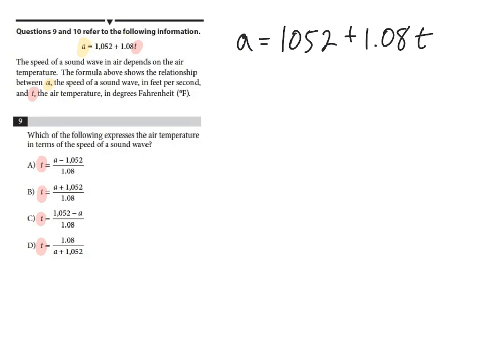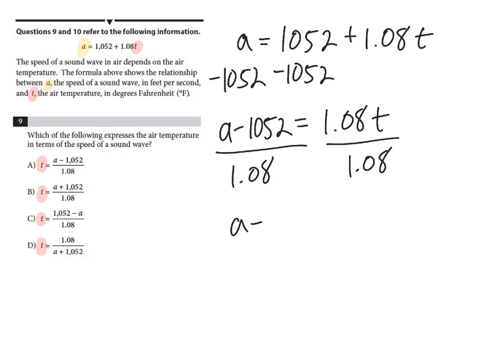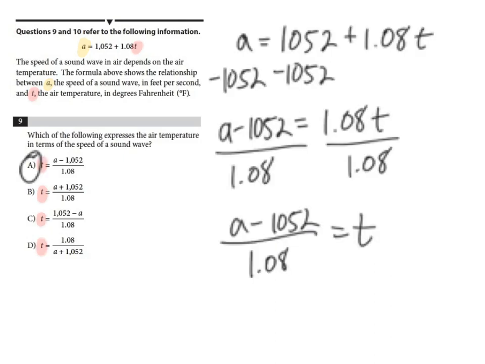Okay, well, we've got two terms. I'm going to subtract 1052 from both sides. A minus 1052 equals 1.08 T. Okay, you probably see already, we're going to divide both by 1.08, and we get (A minus 1052) over 1.08 equals T. And we can see that that is going to be our first solution here, A.